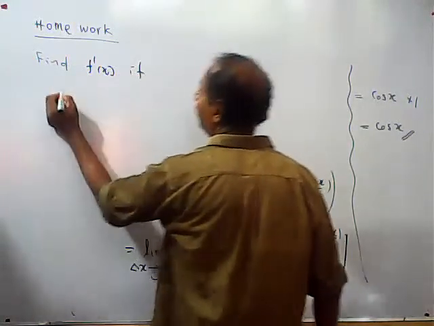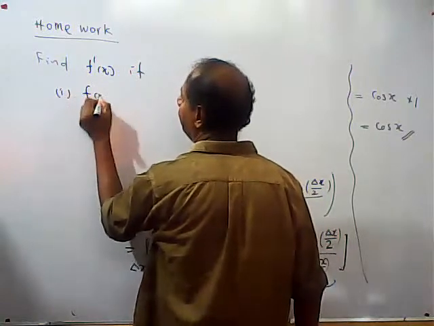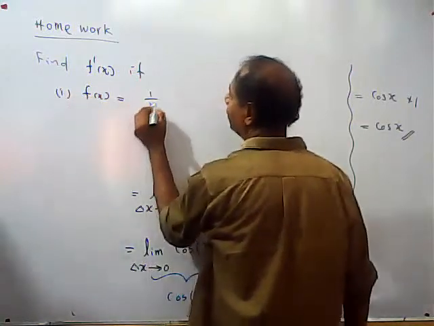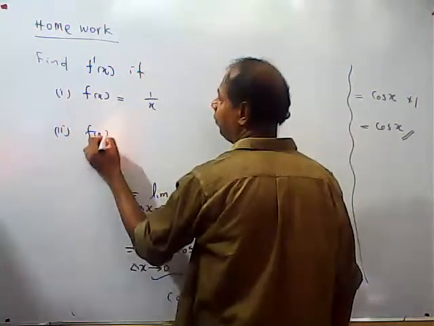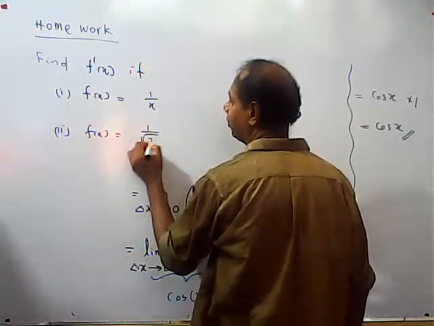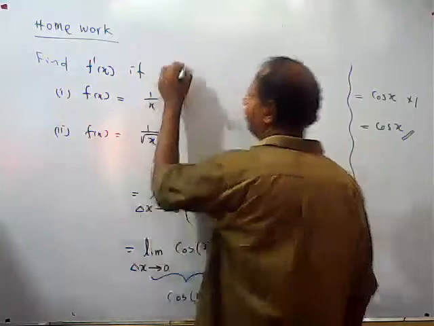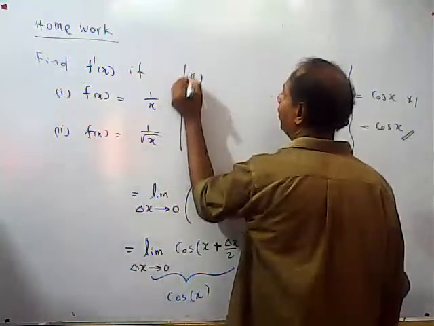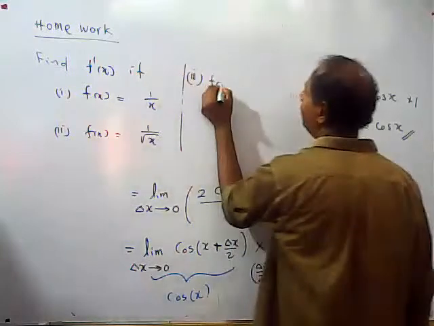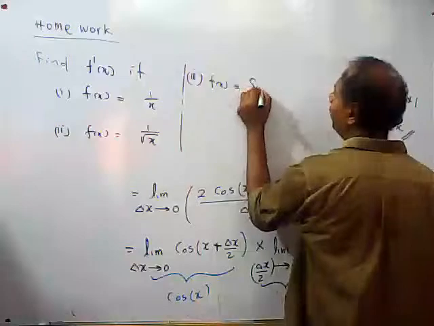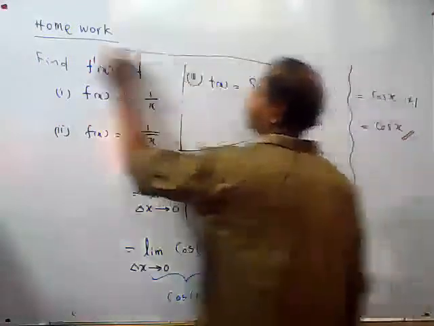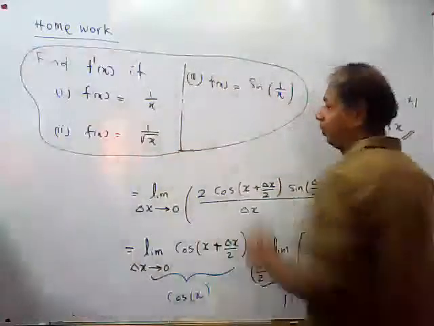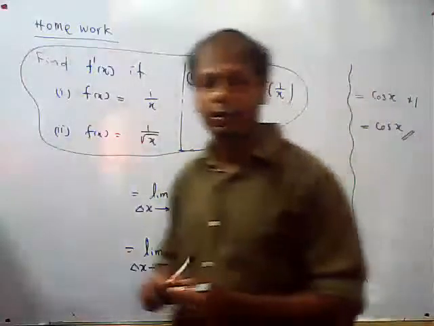number 1, f x is equal to 1 over x. Number 2, f x is equal to 1 over root x. Number 3, f x is equal to sine of 1 over x. This is for homework. Right?